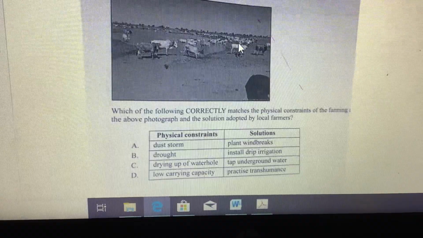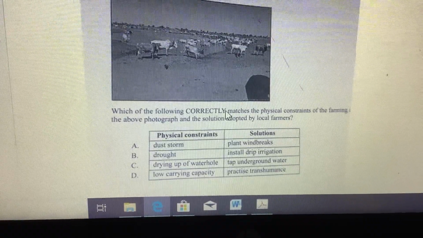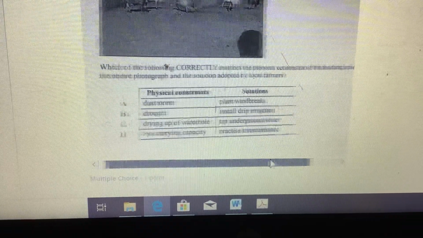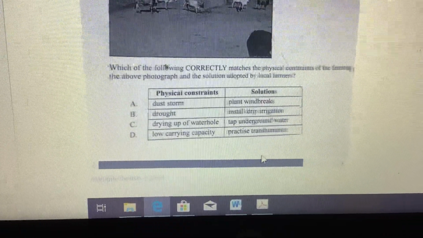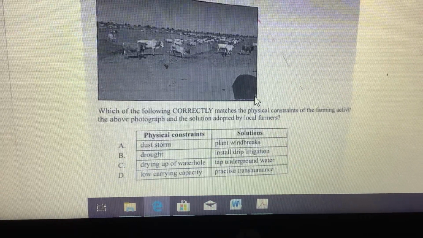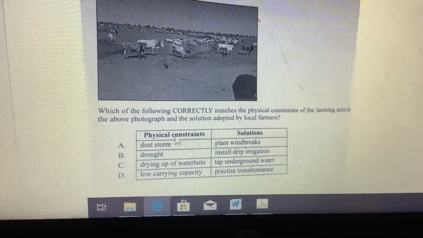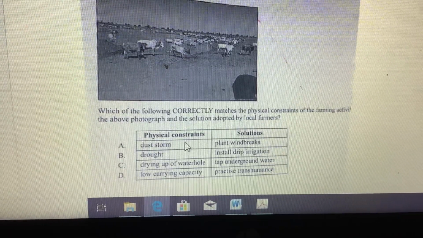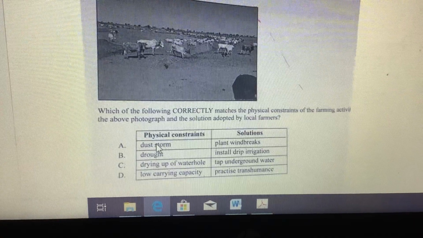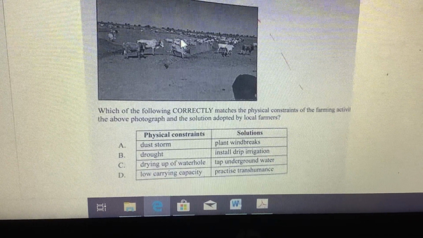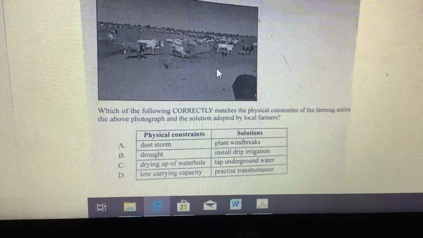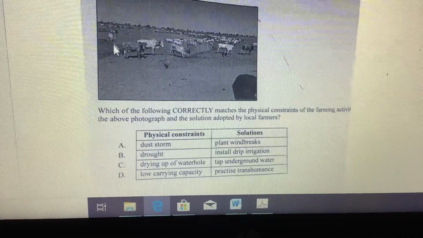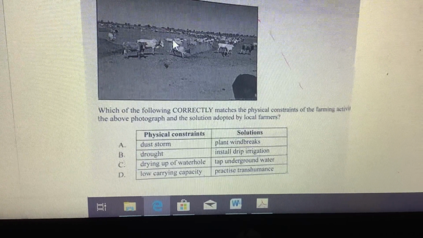And this one, you can see there's a lot of sheep right here, or cow, I'm not sure. What are the physical constraints of the farming activities shown in the above photograph and the solution adopted by the local farmer? First of all, dust storm, plant windbreaks. This one is right, because windbreaks can safeguard the land from dust storms. But this is about a cattle range, not sure. Drought, install drip irrigation. It's also not about here, because we are not going to use irrigation here.